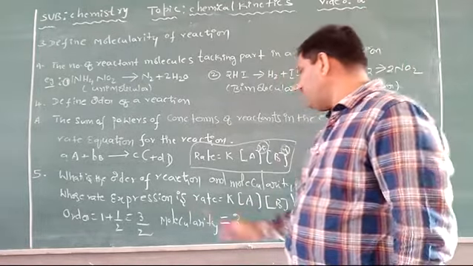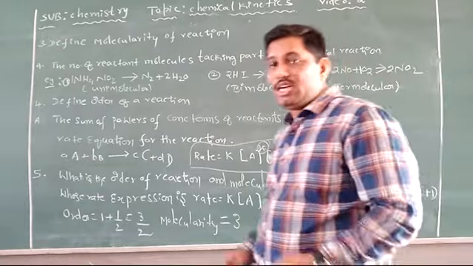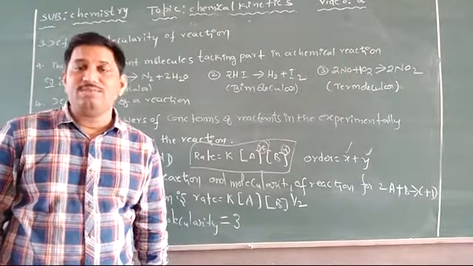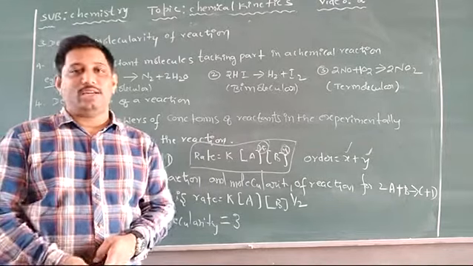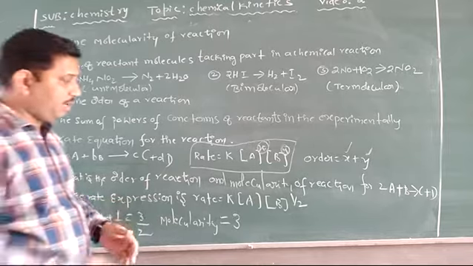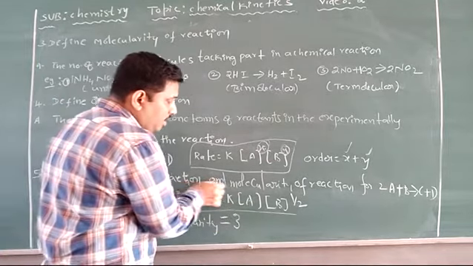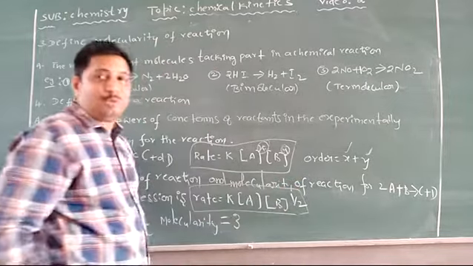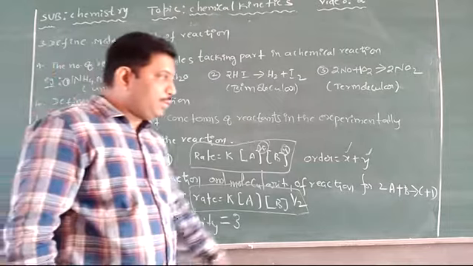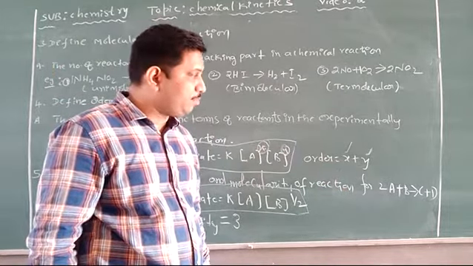Next one. What is the order of the reaction and molecularity of the reaction for the given reaction? Now we are applying one question. How can you determine molecularity as well as the order of the reaction? Let us consider a reaction whose rate expression is given. Rate is equal to K into concentration of A into concentration of B to the power of 1 by 2. Here the chemical reaction is given: 2A plus B gives C plus D.